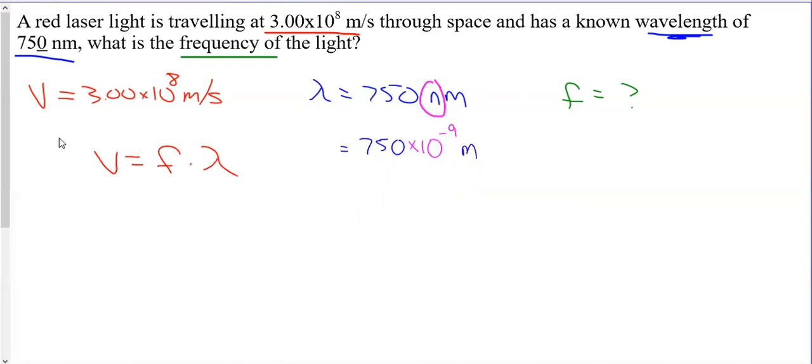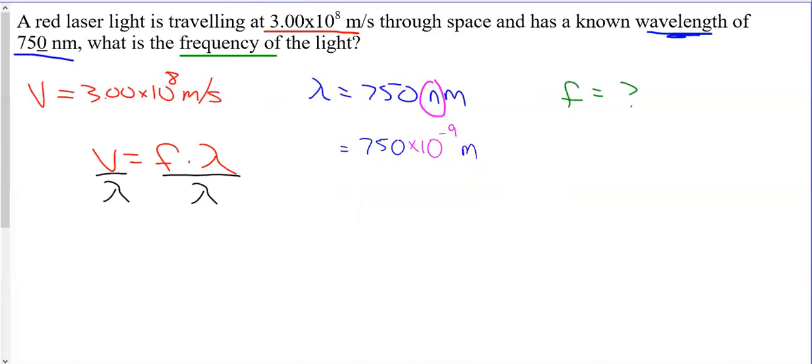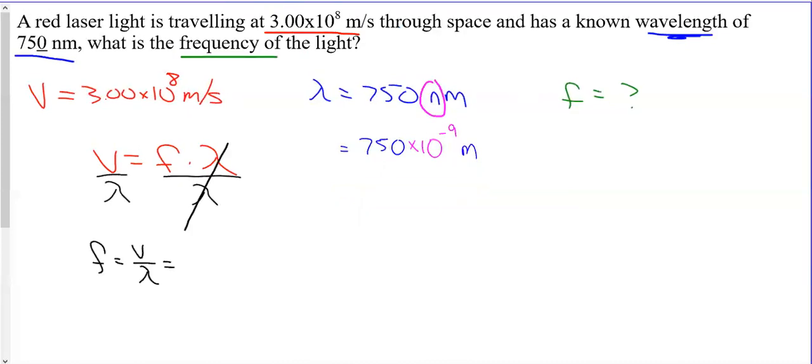So we're going to look for frequency, identify your universal wave equations. Kind of like the last question where we were looking for wavelength, we had to get wavelength by itself. So we need to get frequency by itself. So divide both sides now by your wavelength. Cancel that off, and you have a new equation for frequency. So frequency is your speed divided by your wavelength.